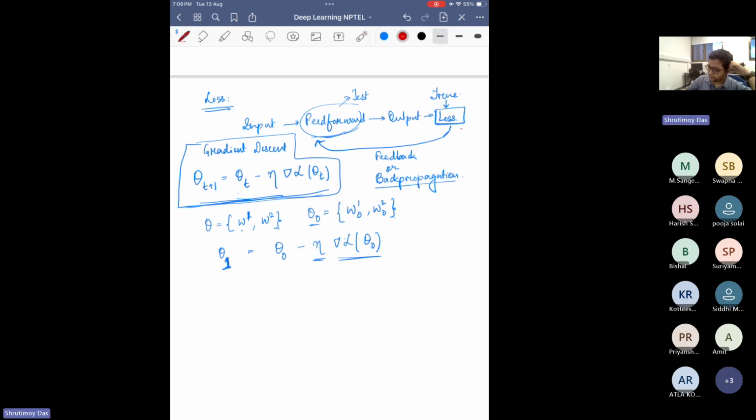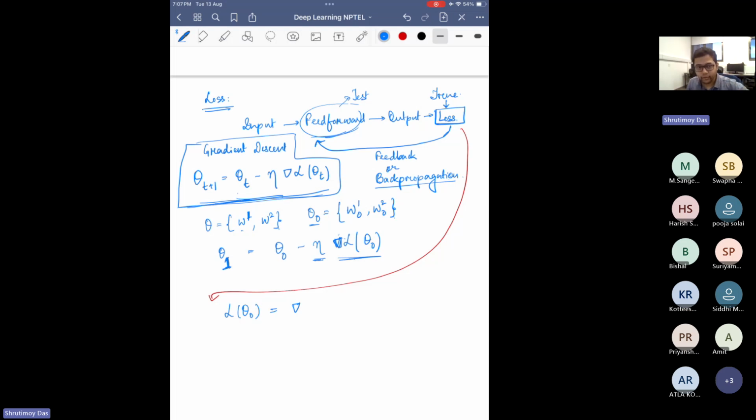Now let us talk about this loss. You have the loss at theta naught, and now you want to compute the gradient of this loss. Gradient is basically the partial derivative of this loss with respect to the parameters, right?